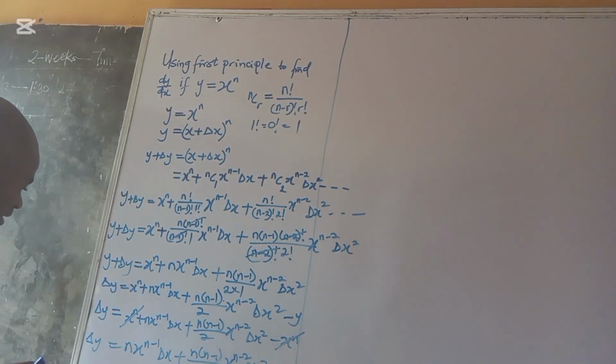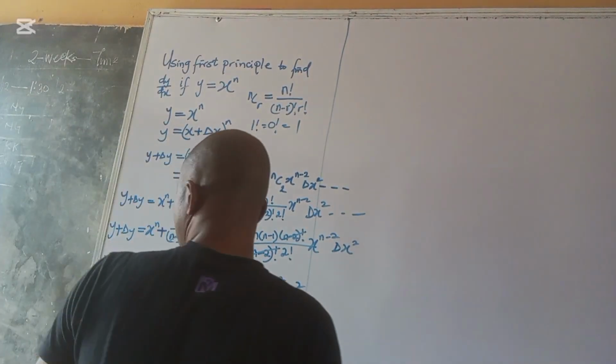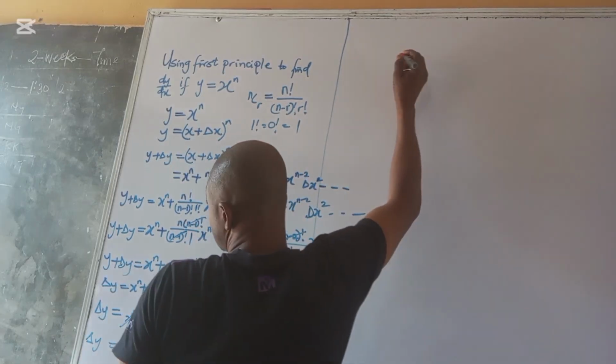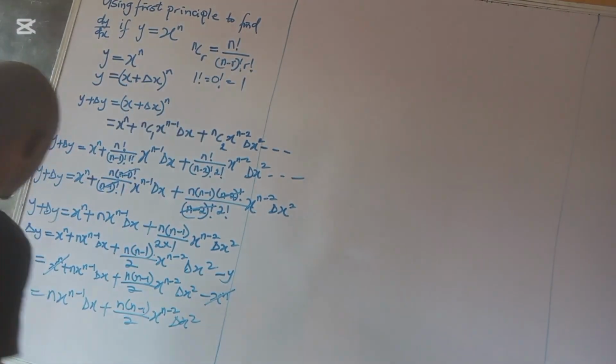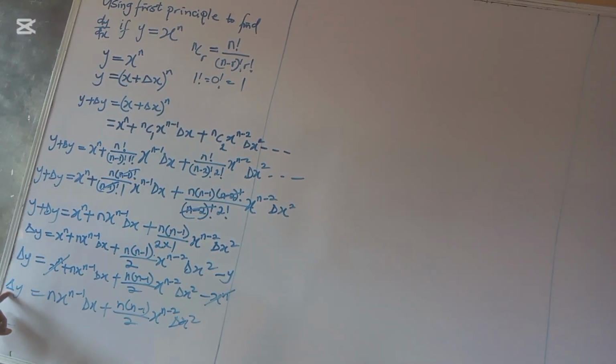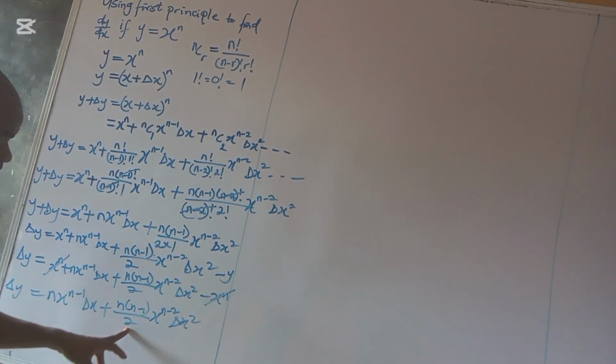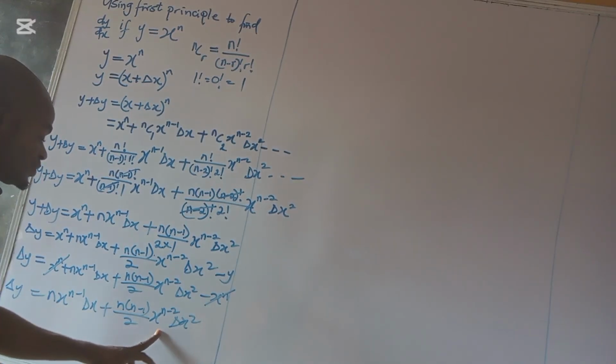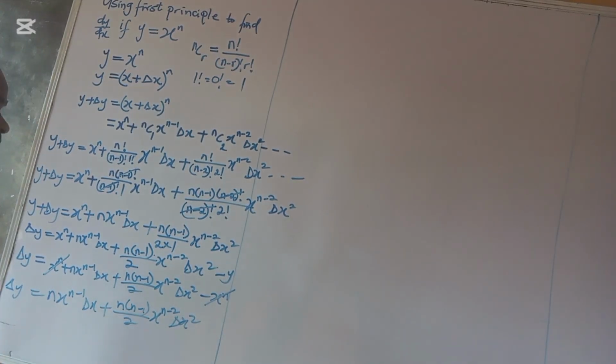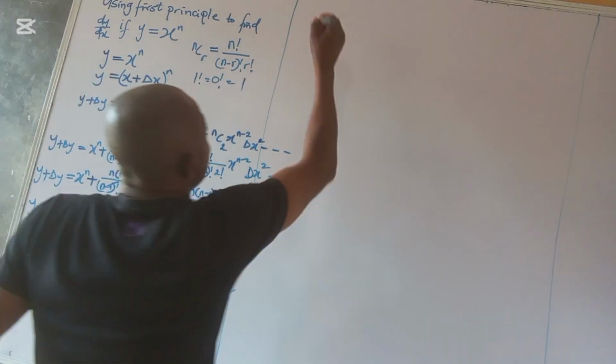Then having done this, the next step is to divide all through by change in x. Like I was saying, when we reach this place, change in y equals n x^(n-1) change in x plus n into (n-1) over 2 x^(n-2) change in x squared. The next thing remaining is to divide all through by change in x. What do we have here?